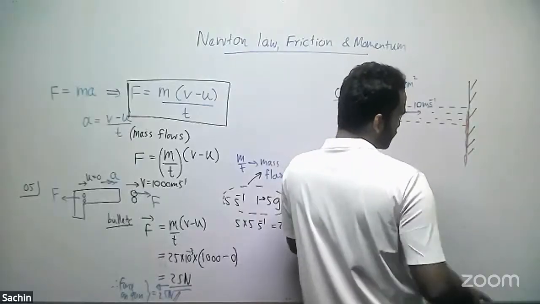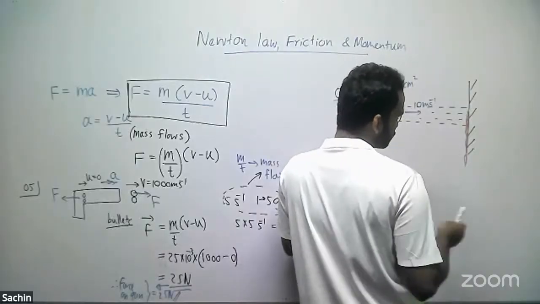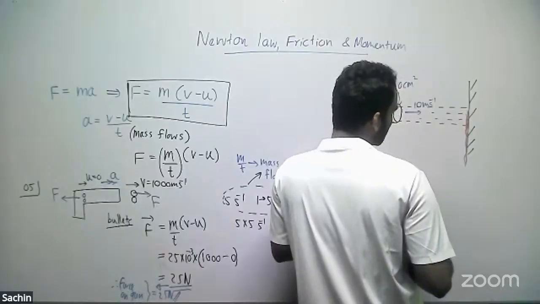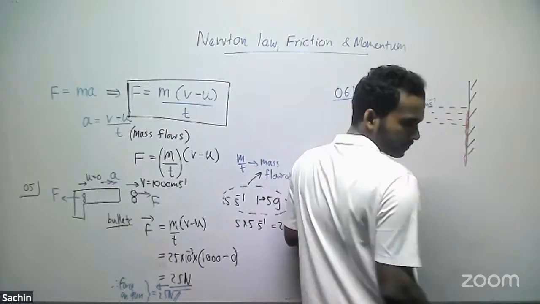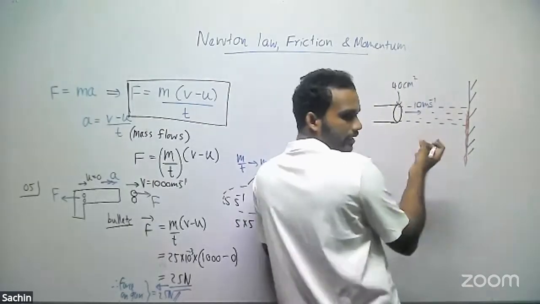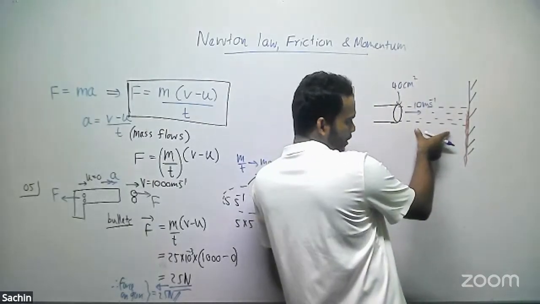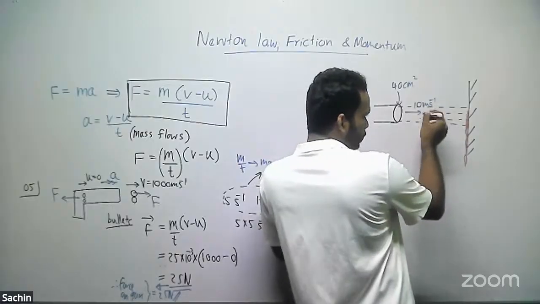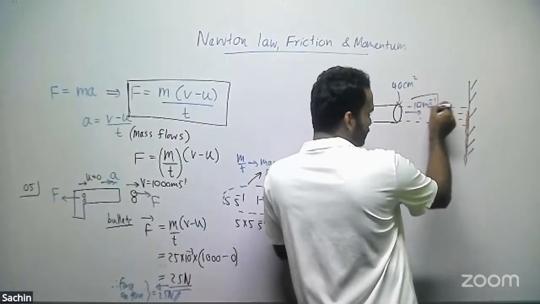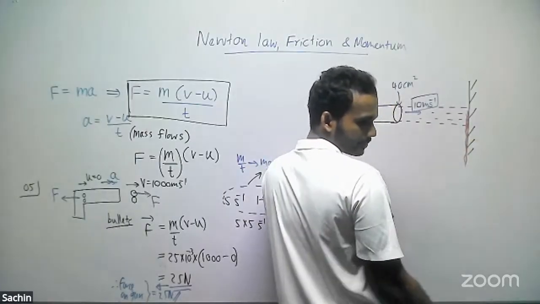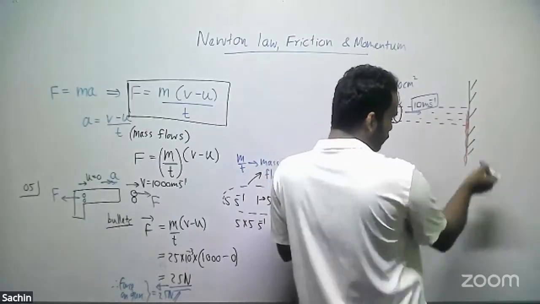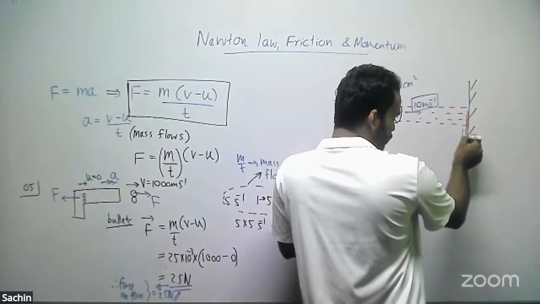So before applying the equation, I'll just mark the force, how the forces come. Force marking. So you see when this hits, if I think about the water, if you consider water, this water is initially traveling at 10 meters per second. This is the initial velocity, and finally after hitting, what will happen? After hitting this wall, this water will flow downwards.